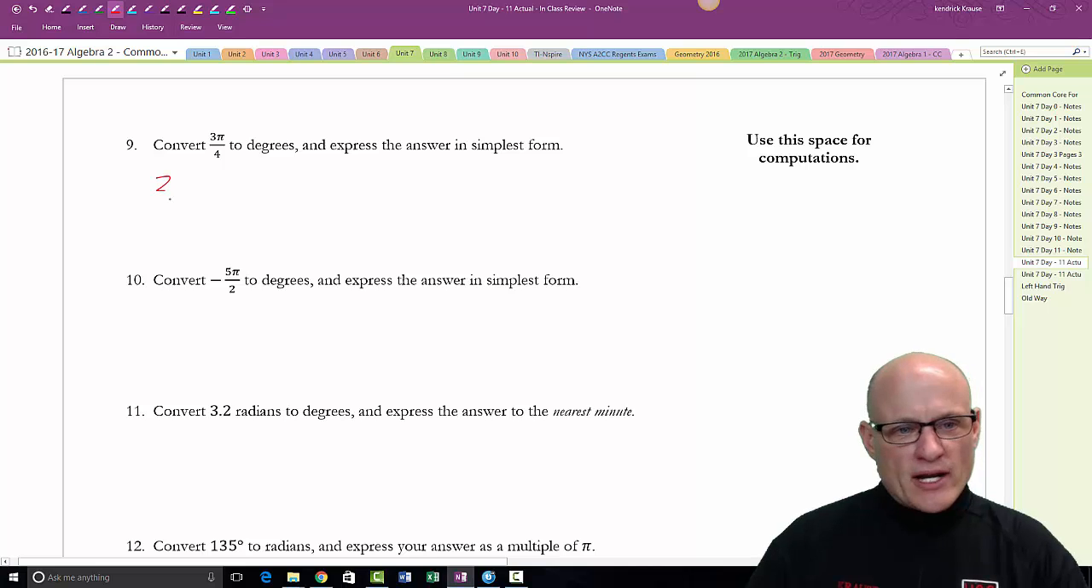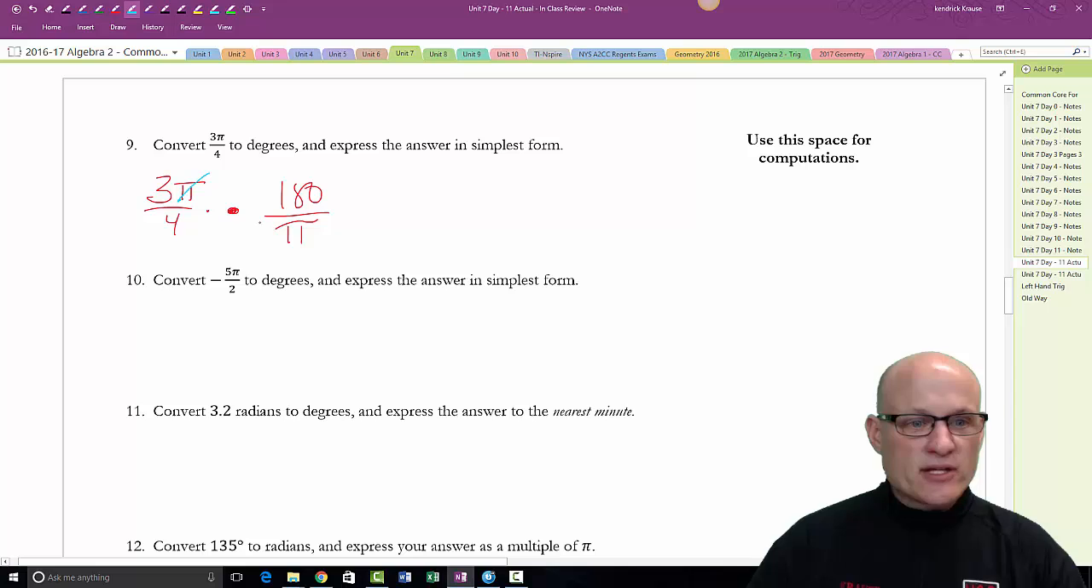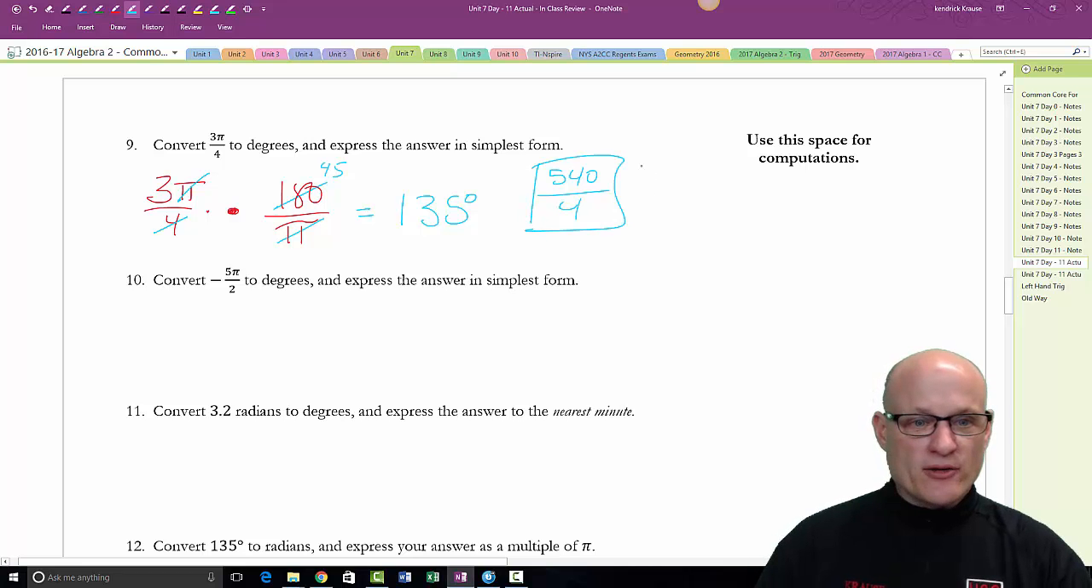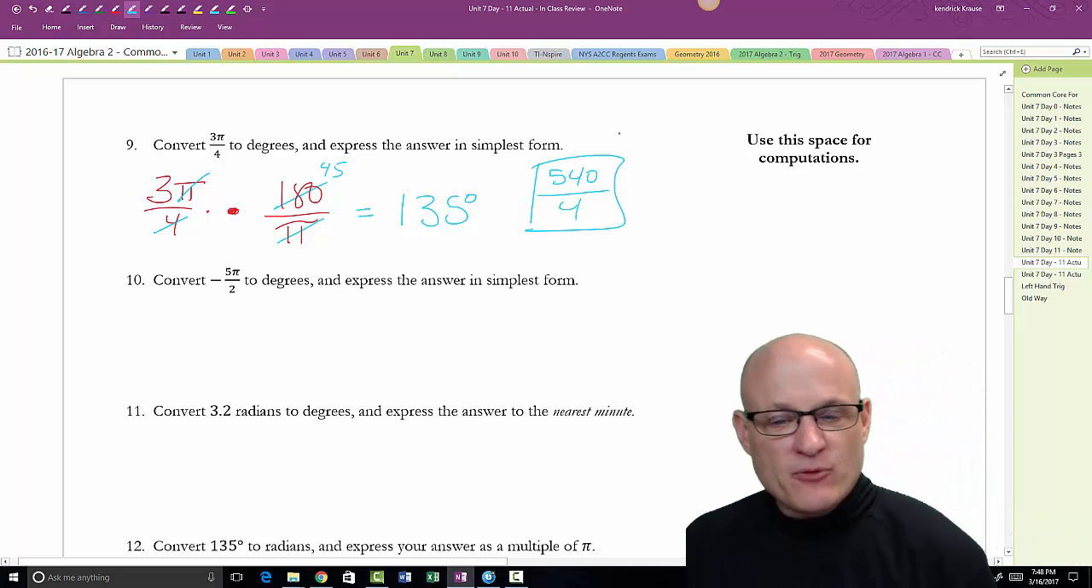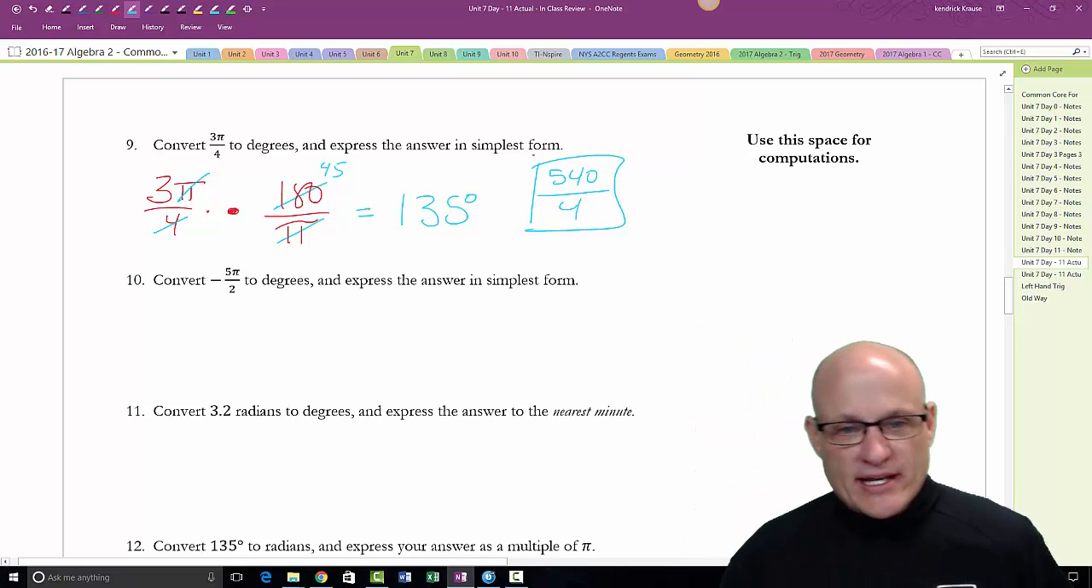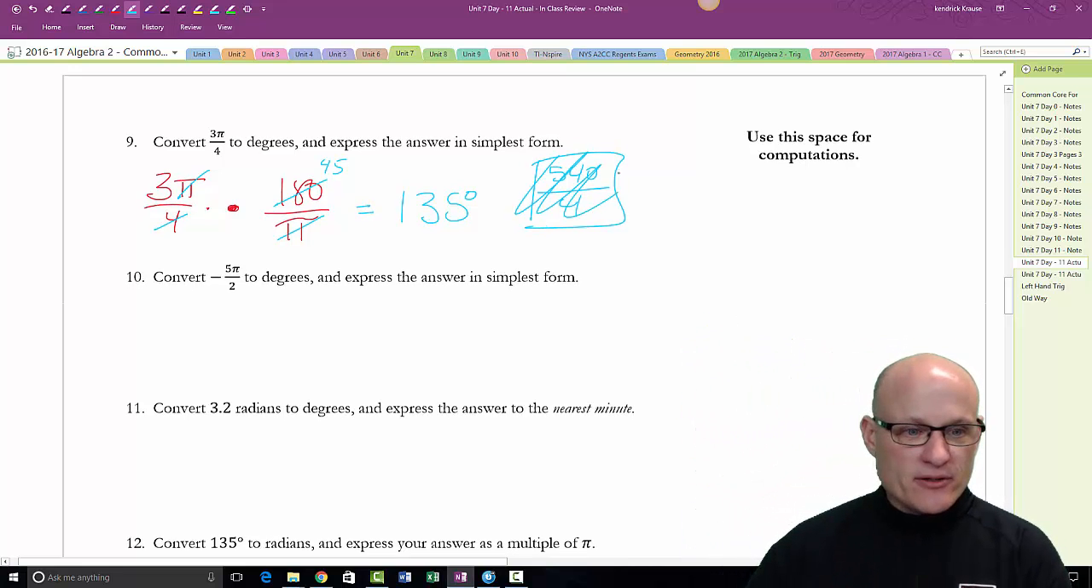Oh, so all we got to do is take 3 pi over 4 and multiply it by 180 over pi. The pi's cancel. And 4 goes into 180, 45 times. 3 times 45 is 135. What they didn't want on this one was 540 over 4, because you could have just multiplied the numerators, 3 times 180, and got 540, and then all over 4. They don't want that. They want it reduced, so 135 degrees.